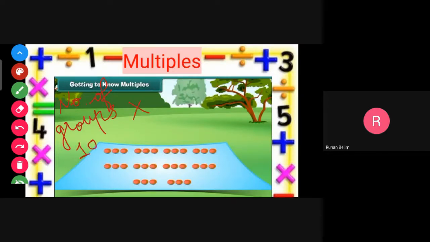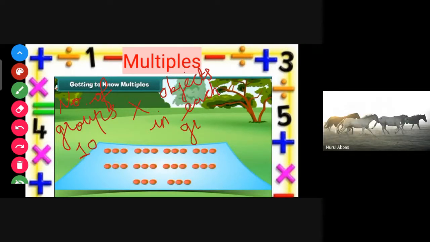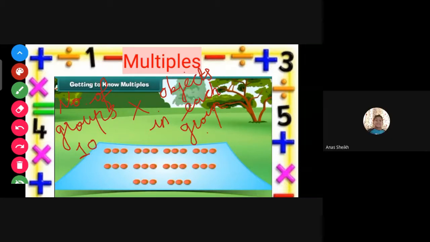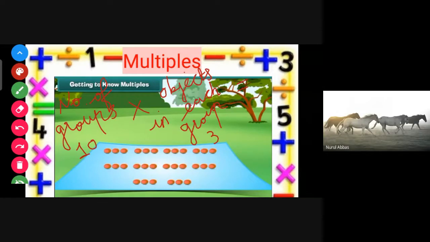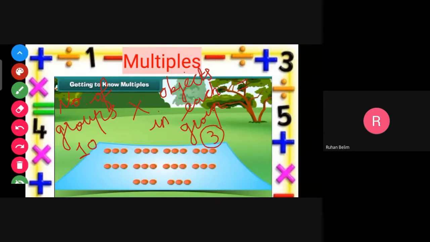And in one group, how many objects are there? In one group of three, how many are in each? Three, three. Yes. 10 threes are 30. I'm explaining. Yesterday I said, 3, 3 in each and 10 times because 10 groups are there. So 10 multiplied by 3, it will be 30.